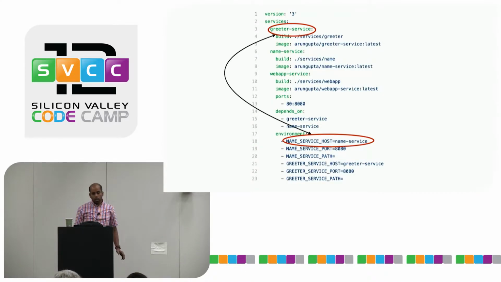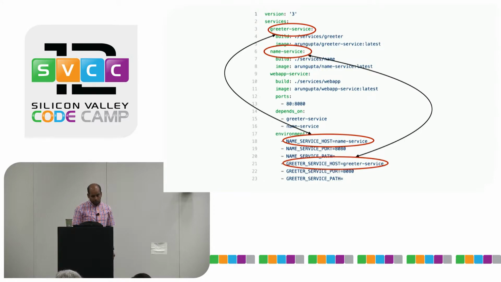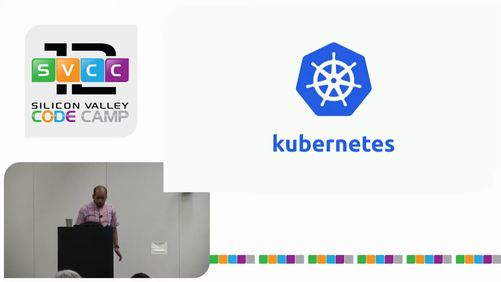So in short, I'm using my name service. Well, this is a typo. Should be name service to name service, not name to greeter service. And then greeter service to greeter service. So the service names are the ones that matter, and then accordingly you can expose the ports also if you need to. All right, switch gears.